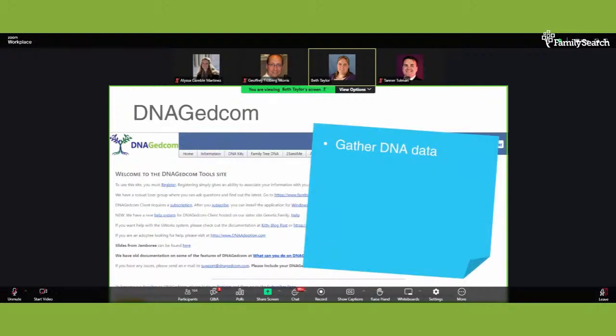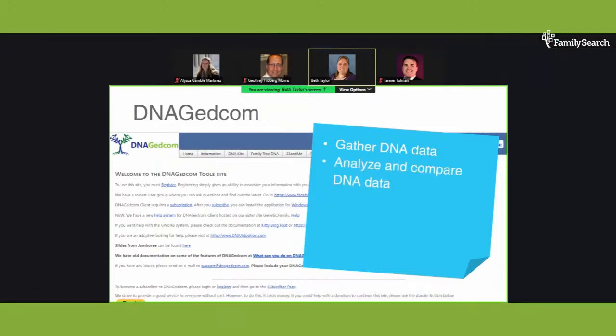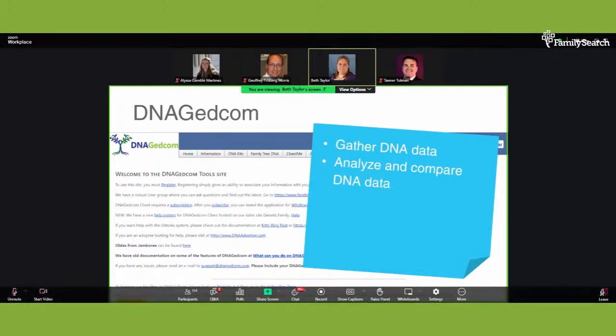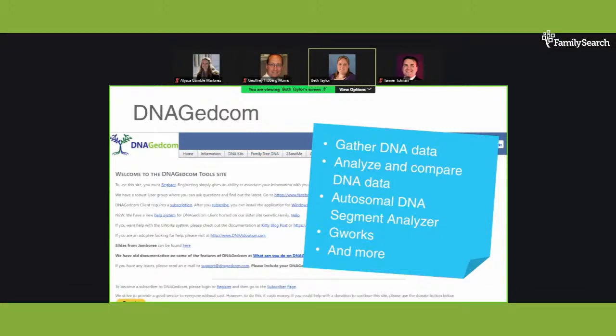DNA GEDcom also has a lot of great tools that can gather your DNA from the other websites and do a lot of comparisons. Again, like GEDmatch, there's some free tools, but there's also some tools that cost money or are more subscription tools, but you can compare a lot of DNA data. You get some more refined segment analyzers and something called GWorks that compares GEDCOMs. There's just, again, a lot of things that DNA GEDCOM offers. So again, they don't do DNA testing, but they'll let you work with your DNA data.